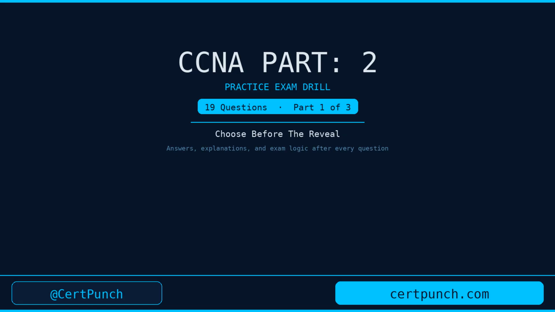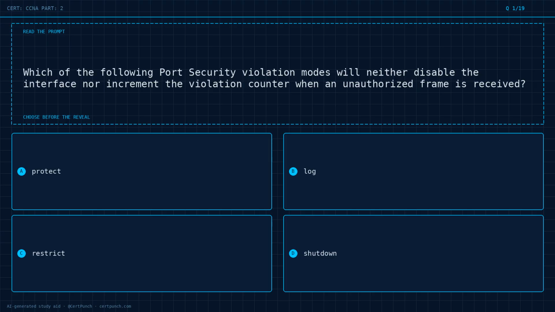Let's get into it. Question 1 of 19. Which of the following port security violation modes will neither disable the interface nor increment the violation counter when an unauthorized frame is received? Option A, protect. Option B, log. Option C, restrict. Option D, shutdown. Choose the best answer before the reveal. Commit to it now. The answer is option A.